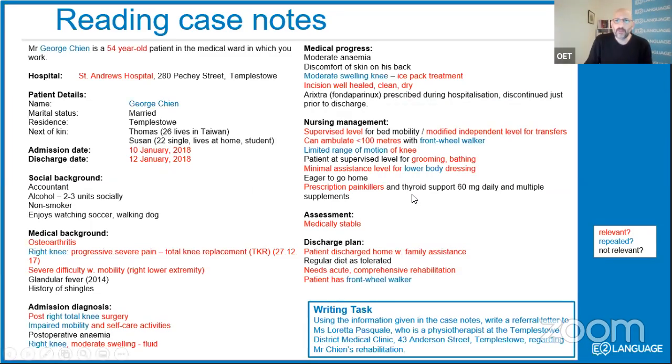In blue, we have repeated information, not too much, a little bit more on nursing management and medical progress, slightly on the admission diagnosis. At this point, if you would like to take a screenshot of the case notes as they have now been organized, I'm very happy for you to do so. Do take a screenshot. Also, at this point, I generally find people say the clock was frozen because the time has gone weird.